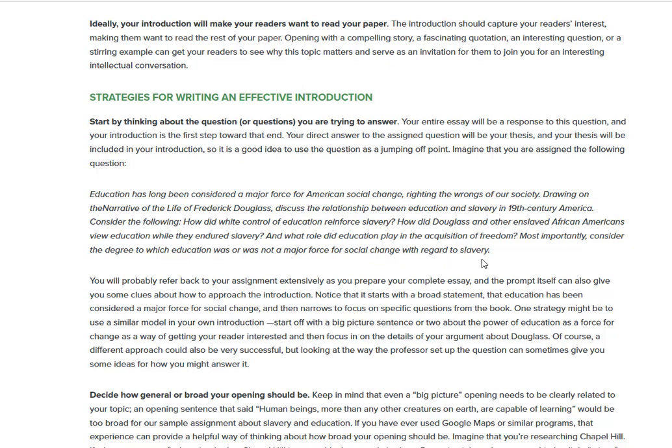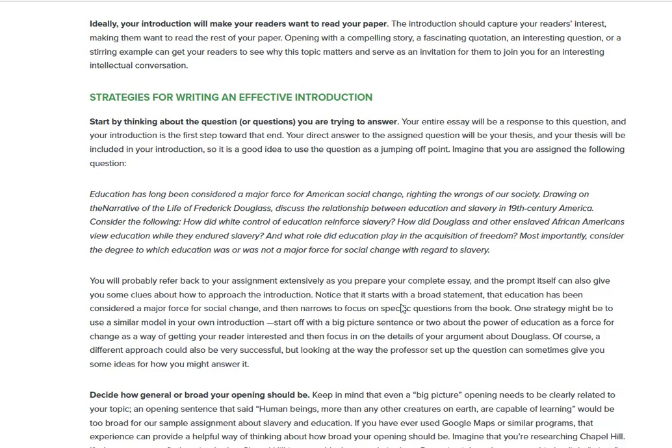So if you're going to write, for example, a paper about slavery and Frederick Douglass, then you have to ask yourself these research questions. And then the answer to these research questions, as I said before, become your thesis statement and then become the basis for your paper. You will probably refer back to your assignment extensively as you prepare your complete essay. And the prompt itself can also give you some clues about how to approach the introduction.